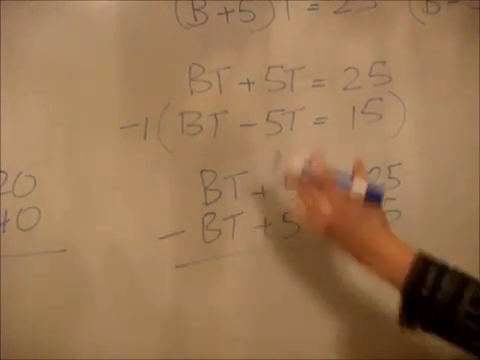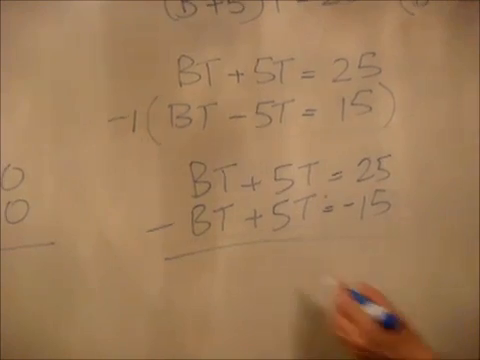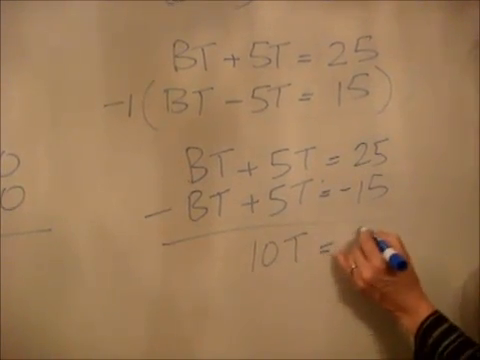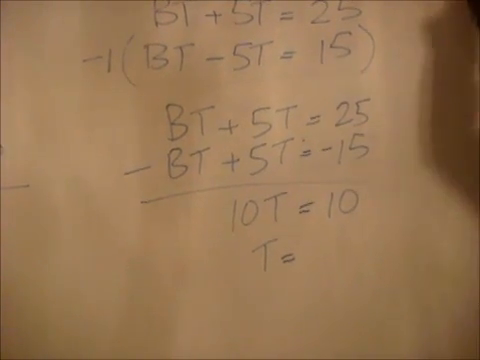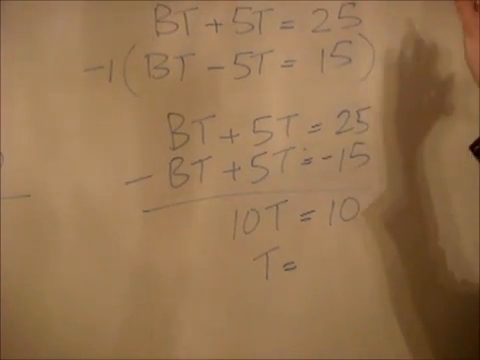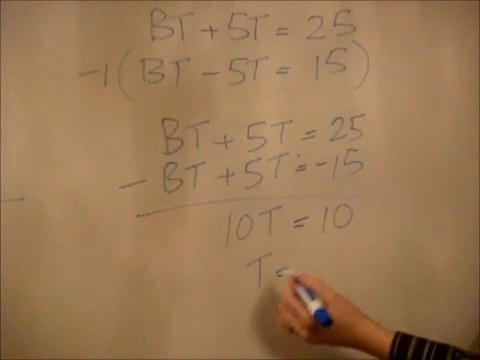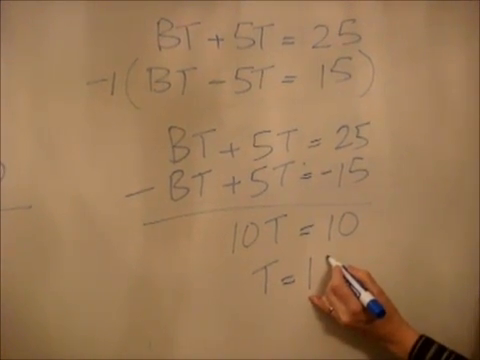Solve. We're going to eliminate the BTs, which are useless variables, and we get 10T equals 10, and we found out the time first. They don't even want to know that, but we need to find the time in order to find the speed of the boat. So we're going to get the time is 1 hour. We're in hours?